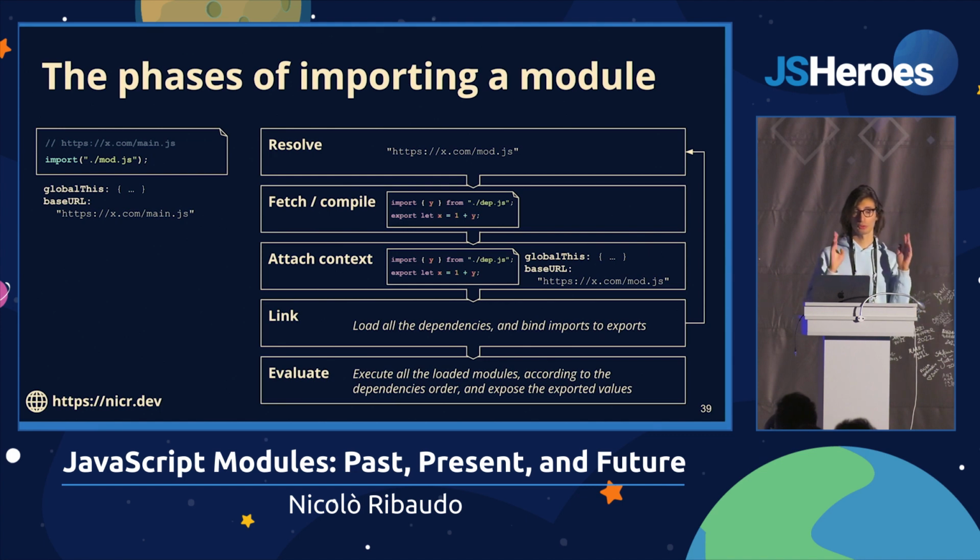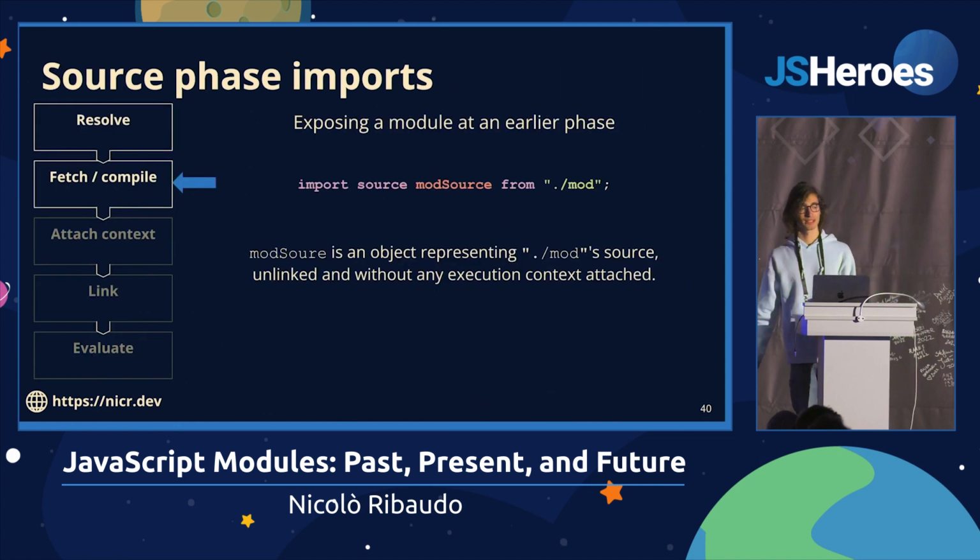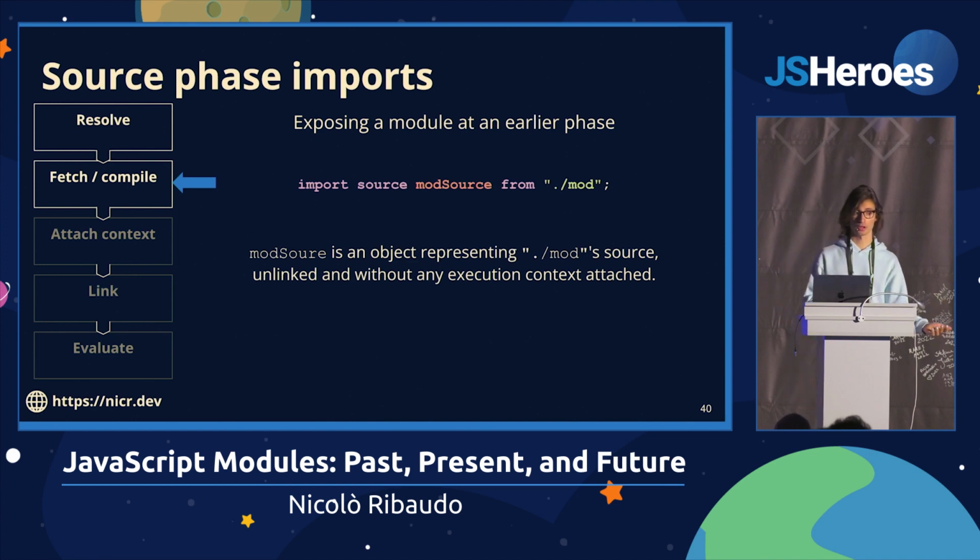And when we import a JavaScript module or a module of a different language that works within JavaScript, the browsers or someone else will run all of these steps. What this proposal does, source phase imports, is to expose modules at an earlier step in this process. This proposal specifically gives us a representation of the source of a module. So something whose URL has been resolved, that has been fetched and compiled, but it has not been linked and evaluated yet. And you might be wondering, why would I need this?